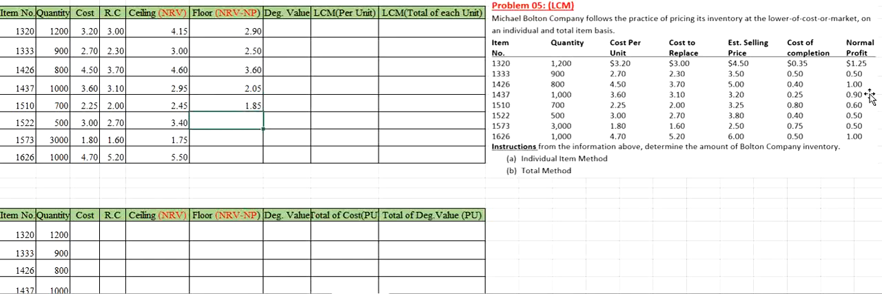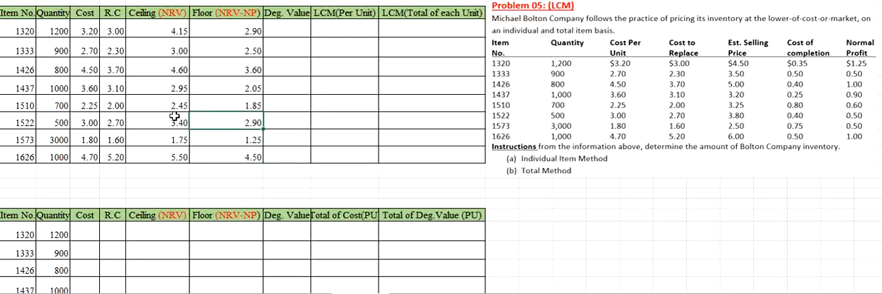Then we have 3.40 as the net realizable value of item number 1522, while the normal profit is 0.50. And for the second last item, our net realizable value is 1.75 minus the normal profit of 0.50. So we get the answer directly. And for the last item, our net realizable value is 5.50 minus the normal profit of $1.00. So that's it. We get our floor values also.